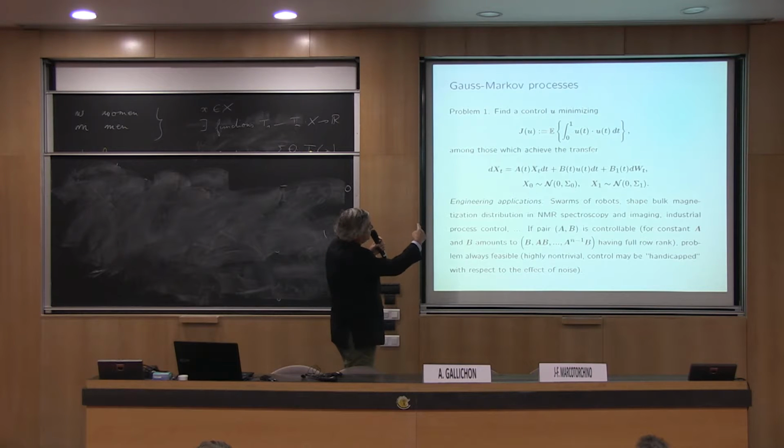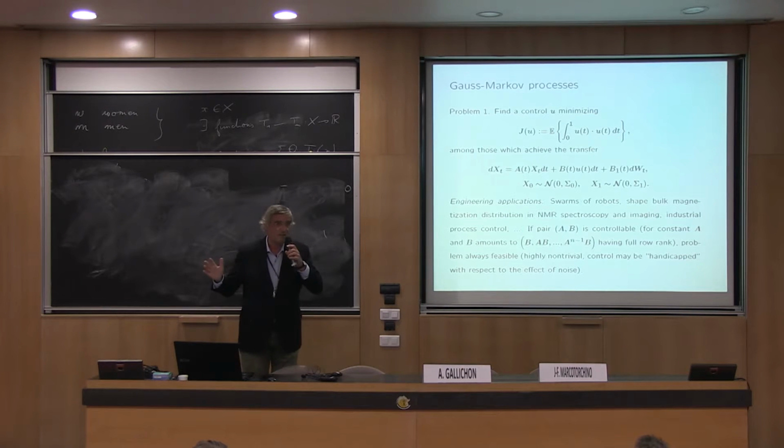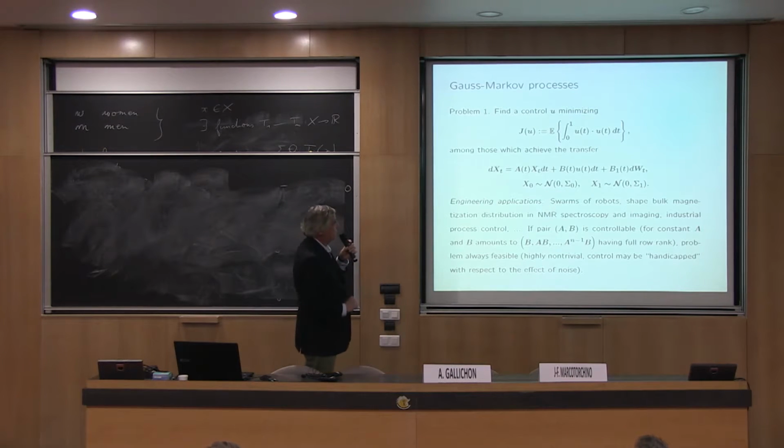We start with a Gaussian distribution. We want to wind up in a Gaussian distribution. You can set the mean equal to 0 because it's very easy to take care of that. So basically you're going from one covariance to another covariance.